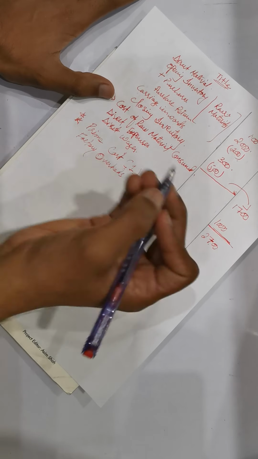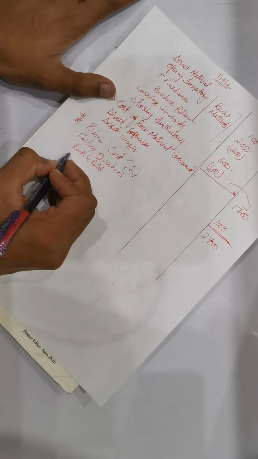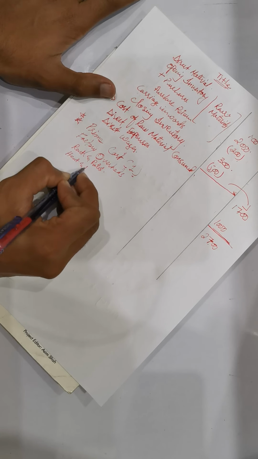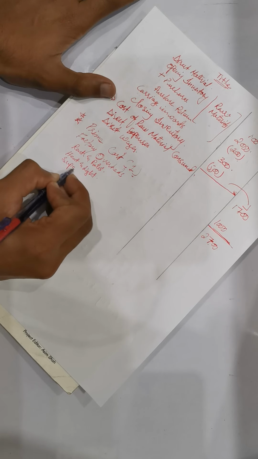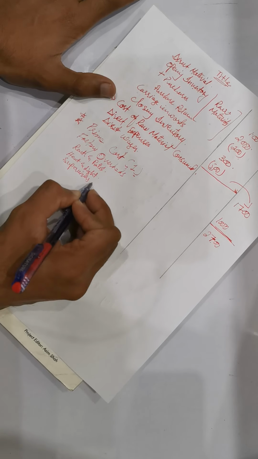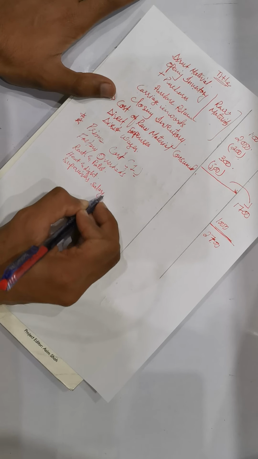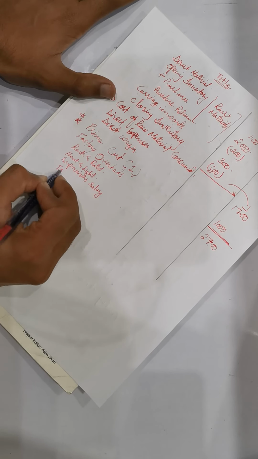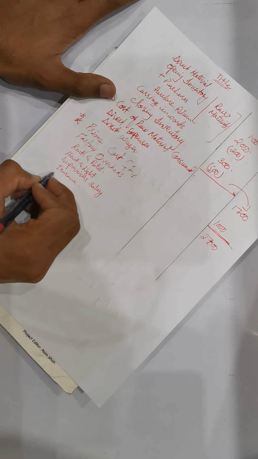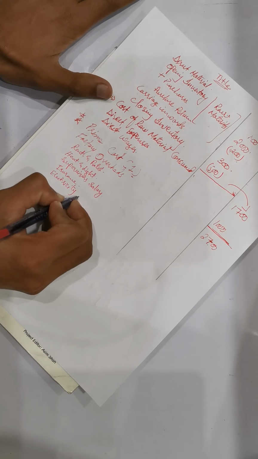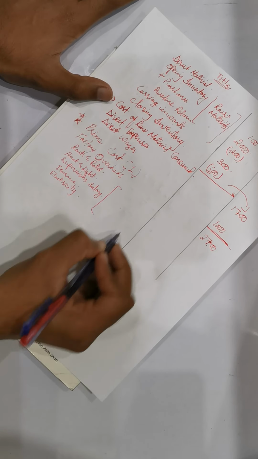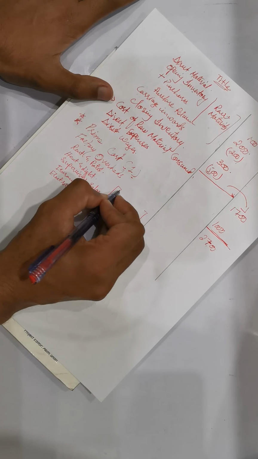Now, factory overheads, as I have stated earlier, are like rent and rates, heat and light, supervisor's salary, then we could have insurance, then we could have electricity. Now, obviously, these won't be as simple as they seem. There would be some workings.